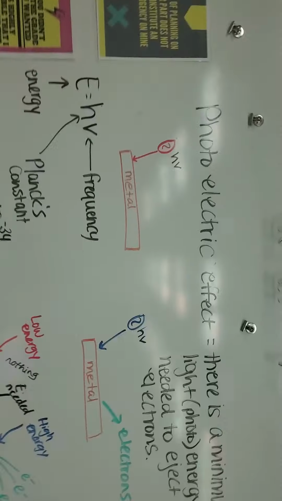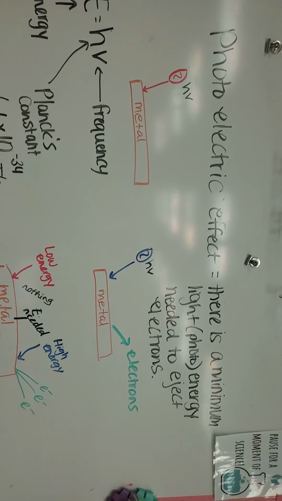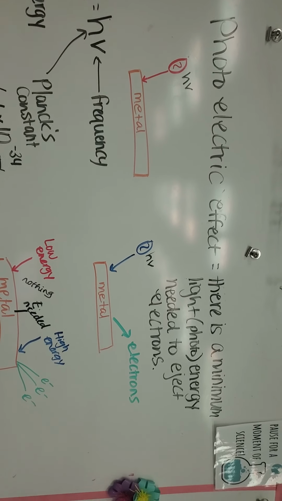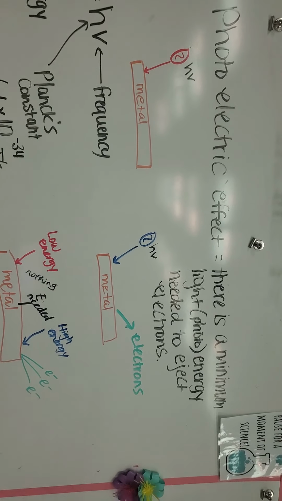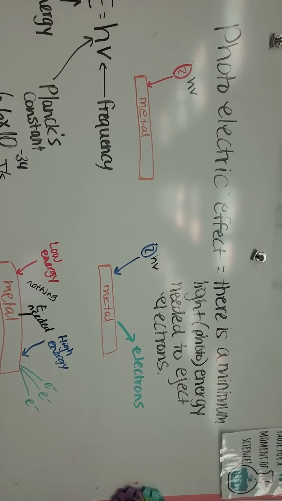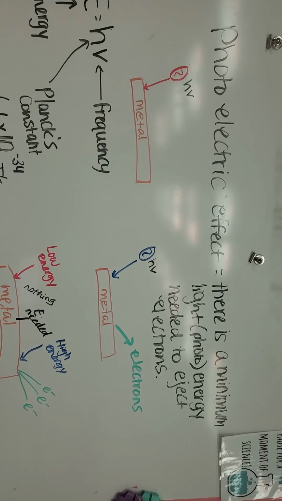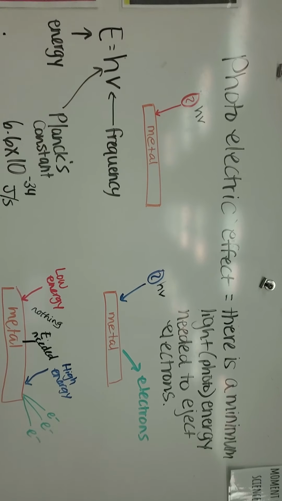So I just want to spend some time talking to you guys about the photoelectric effect. So we're just gonna quick review. The photoelectric effect tells us that there's a minimum light energy needed to eject our electrons. Remember that photo is our prefix for light, and the electric piece is coming from those electrons.